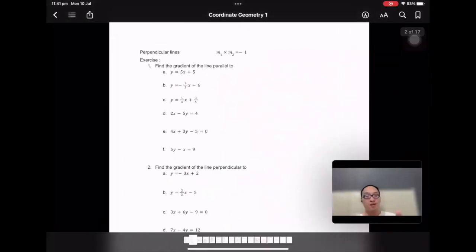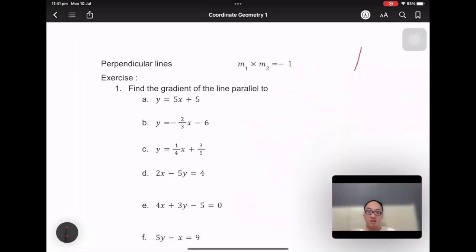But perpendicular lines are perpendicular if m1, the first gradient, and m2, the second gradient, multiplied equal negative 1. Or simply, the gradient of the second line equals negative 1 over the gradient of the first one.